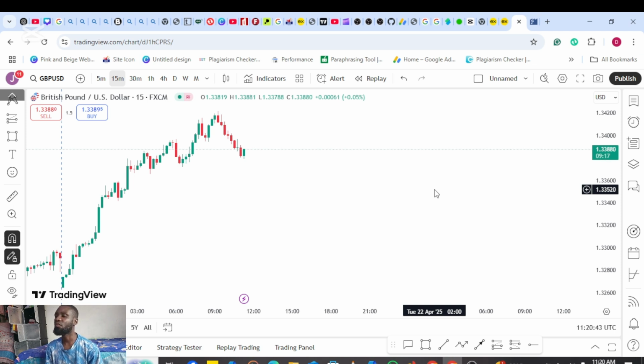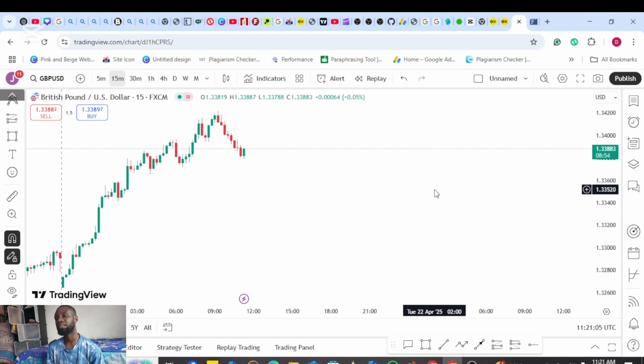And also, when you hear sideways or ranging market, you see that the market is moving sideways, cannot break the previous high or the previous low. The market cannot break the previous higher high or the previous higher low. That means the market is ranging. Mostly in ranging markets, there are two things that you can do. You just leave it or you trade it.